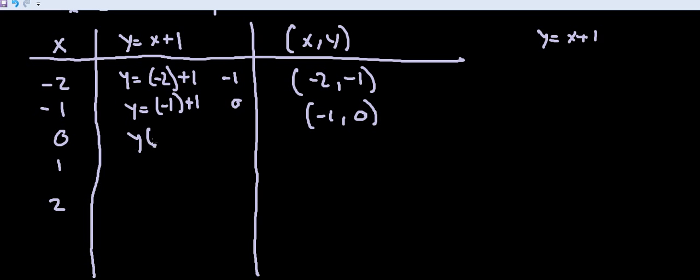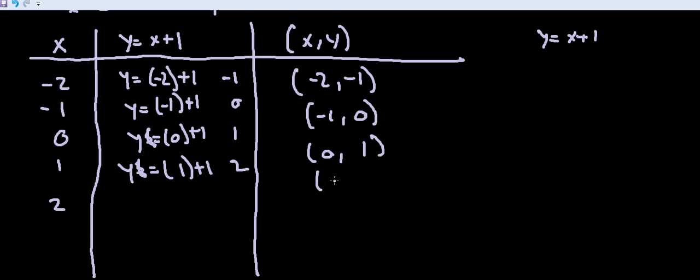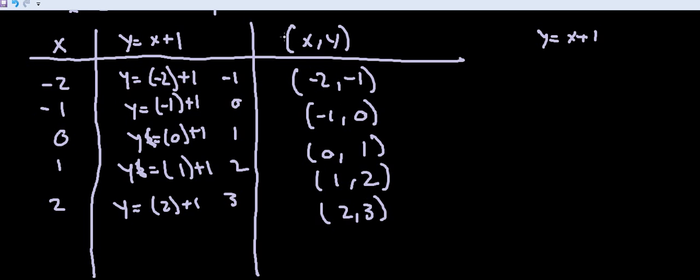For 0, we get 0 plus 1, which is equal to positive 1. So 0, 1. For 1, which we already did, I don't know why I keep doing that, 1 plus 1 is equal to 2. So we have 1, 2. And then for the last one, y is equal to 2 plus 1, which is equal to 3. So we get 2, 3. Now we have a series of ordered pairs, x's and y's.